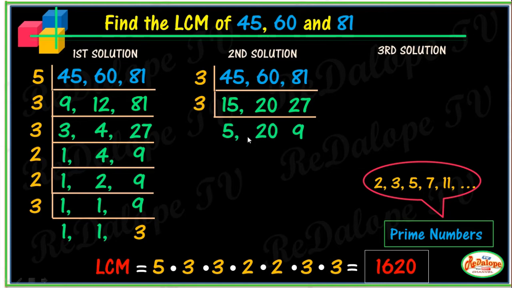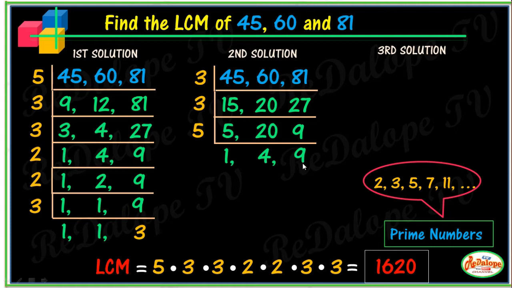Now 5 and 20, which is at least 2 numbers, are exactly divisible by the next prime number, which is 5. But 9 cannot be divided by 5. So let us divide 5 and 20 by 5. So we have 5 divided by 5, so that is 1. 20 divided by 5, so that is 4. 9 divided by 5 cannot be, so bring it down here.